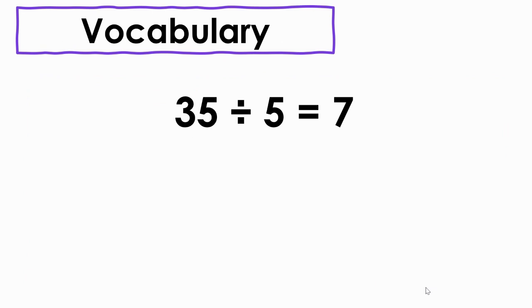Let's start by reviewing some vocabulary. Here we have 35 divided by 5 equals 7. The first number in our division sentence is known as our dividend. This is the total number of objects we're splitting up. The second number is known as our divisor. This represents how many groups there are or how many objects are going to be in each group. Finally, our answer to a division problem is known as our quotient.